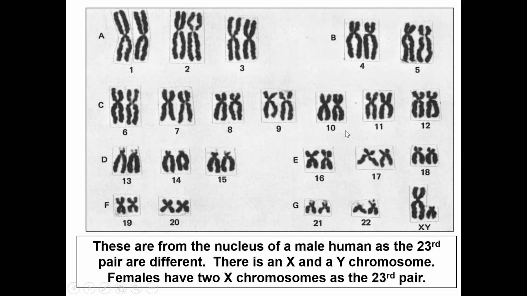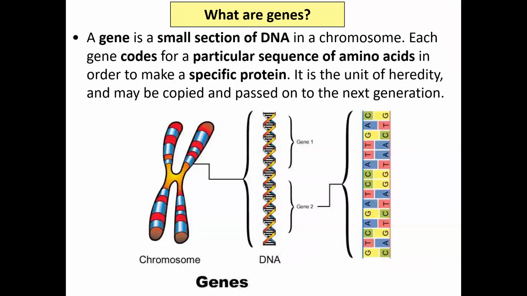And this organism here, from which these chromosomes have been taken, is a male. And that's because the 23rd pair are an X and a Y. The sex chromosomes for a male are different. For a female, they would have two large X's, but for a male, there is a large X and a small Y.